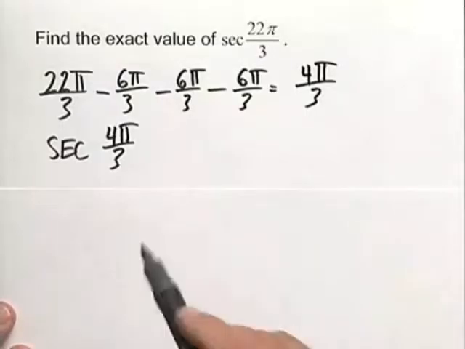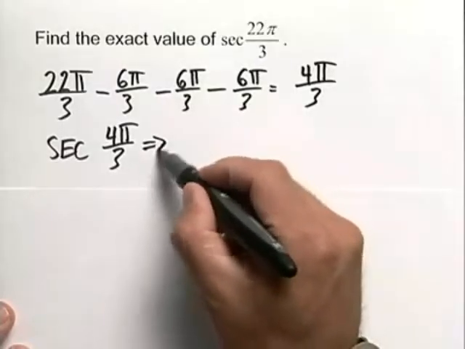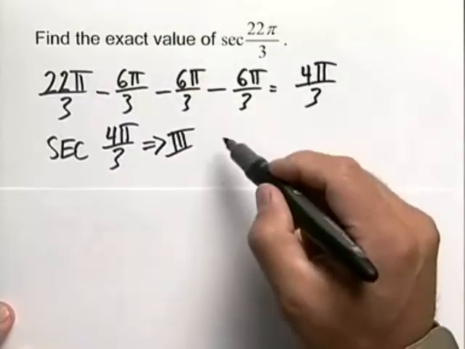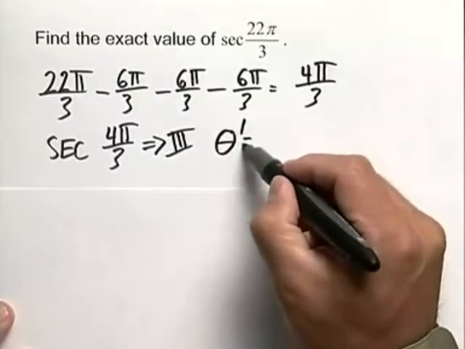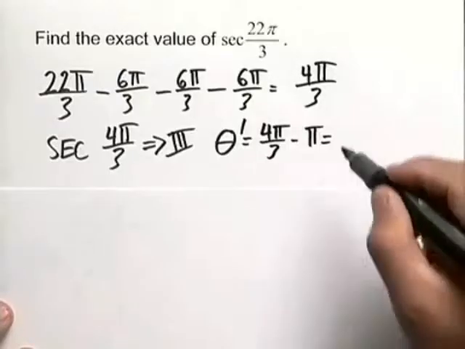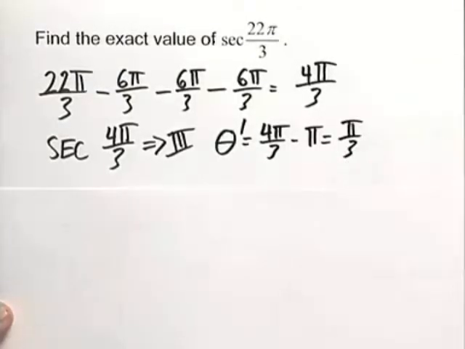Now we know 4 pi thirds is in quadrant 3. And because that is in quadrant 3, we can find our reference angle theta prime by taking 4 pi thirds minus pi. And then our reference angle in this case will be pi thirds.